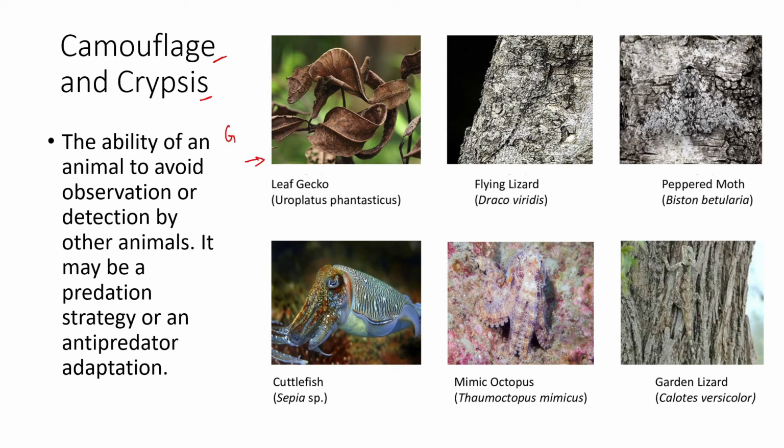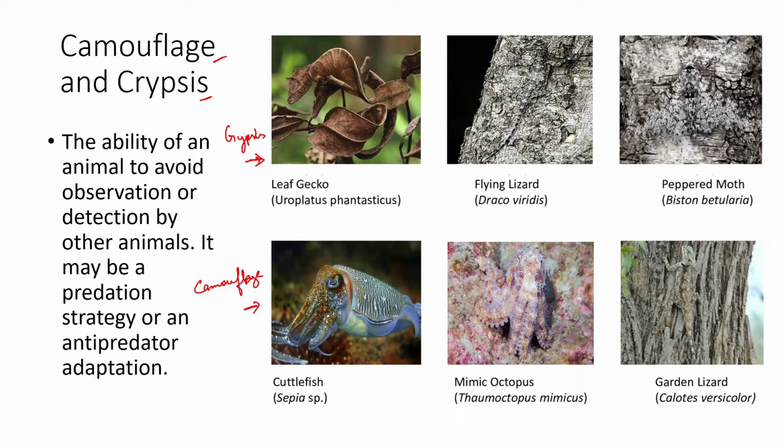Example that are shown are of crypsis. Okay, and this is camouflage. Now, what is the difference? Now, crypsis is not dynamic, it is static. Okay, whereas camouflage is dynamic. In short, crypsis is matching with the background.